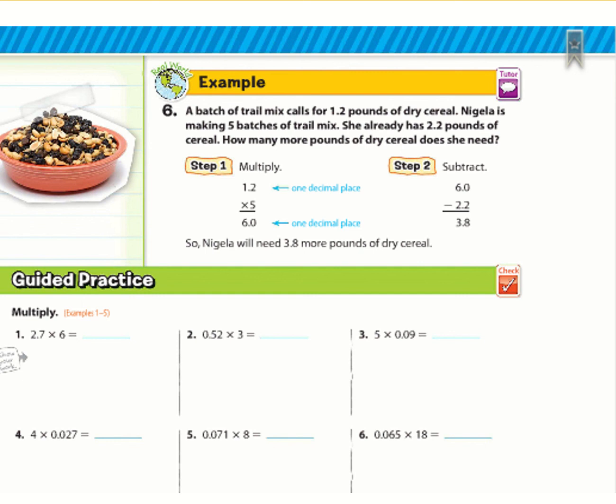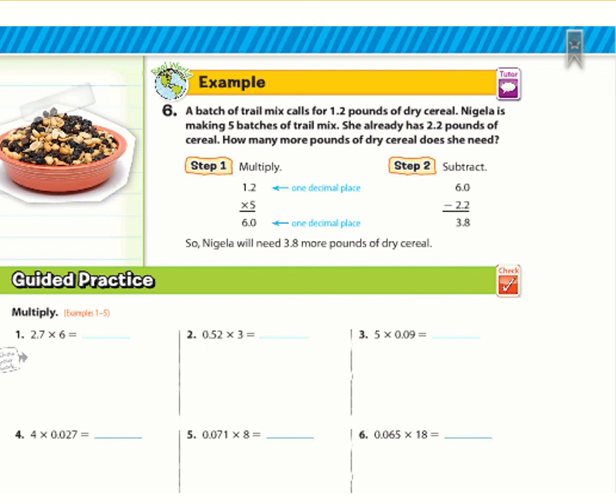It says a batch of trail mix calls for 1 2/10 pounds of dry cereal. Niglia is making 5 batches of trail mix. She already has 2 2/10 pounds of cereal. How many more pounds of dry cereal does she need? Okay, so this is going to be a 2-step problem. Of course, all the work is already in front of us, but we need to make sure we know how to do this, so we're going to dissect it.